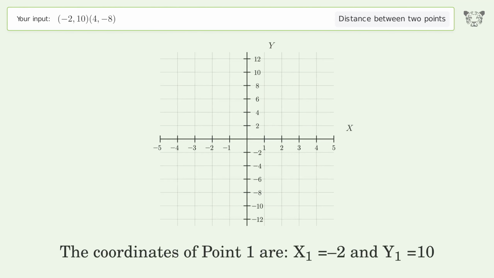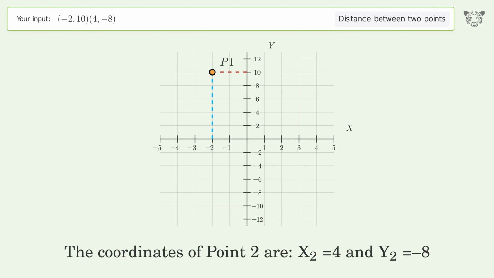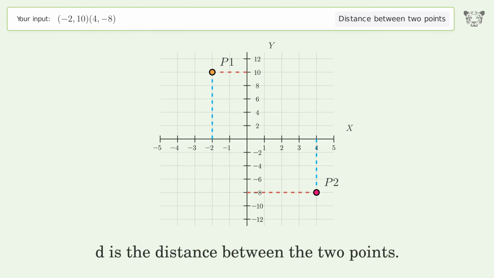The coordinates of point 1 are x1 equals -2 and y1 equals 10. The coordinates of point 2 are x2 equals 4 and y2 equals -8. D is the distance between the 2 points.